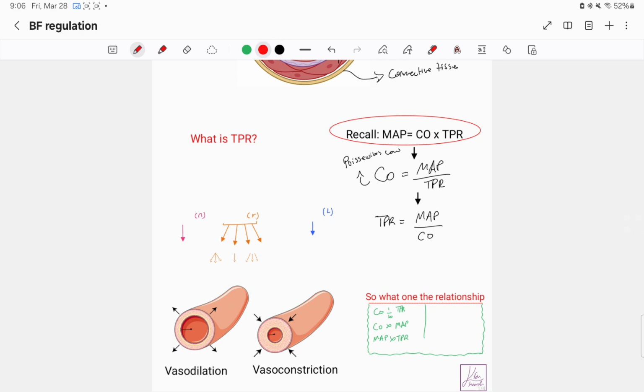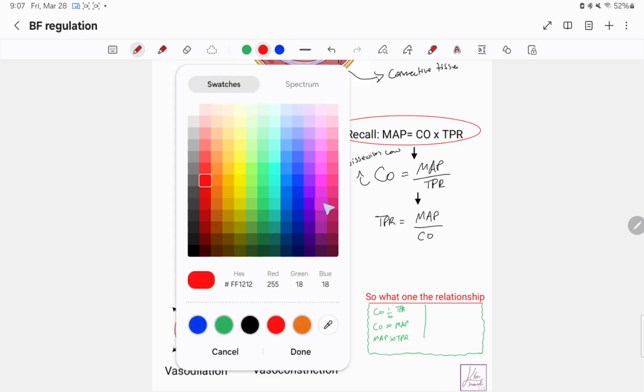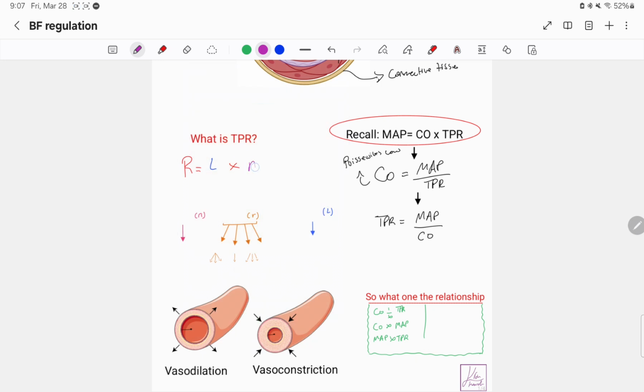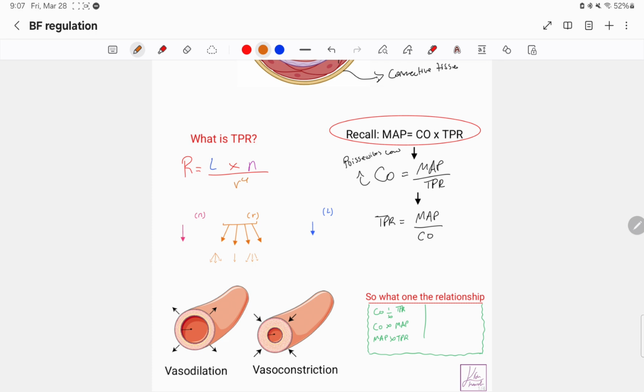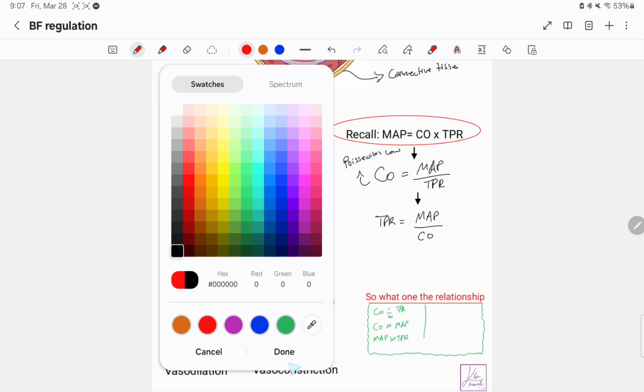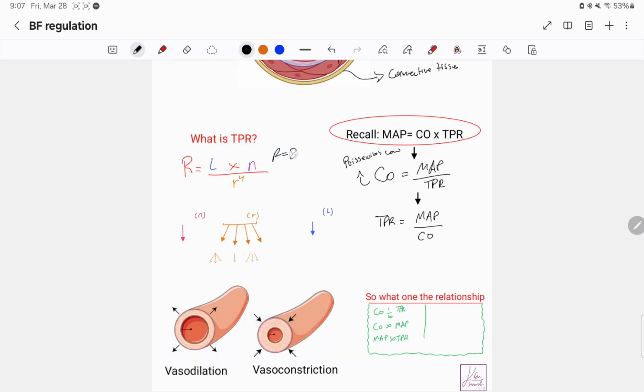Well, there is an equation for resistance itself, and it's R equals L multiplied by N over the radius, not squared, to the power 4. So this is the actual equation that exists for it. Now, this is a simplified equation. This is actually stemming from this equation, which is resistance equals 8NL over pi R to the 4. This is the actual equation for resistance, but we're going to use a simplified equation just to make things easier for us.